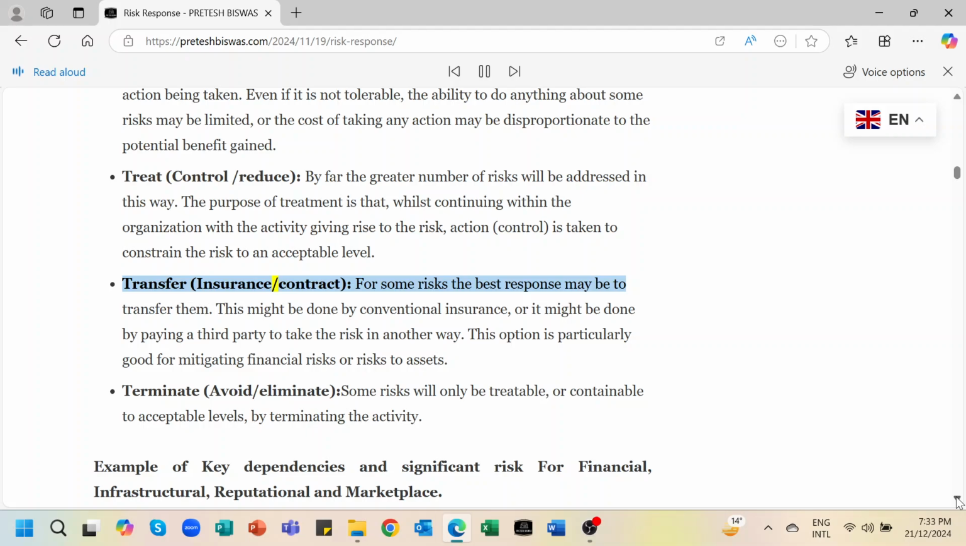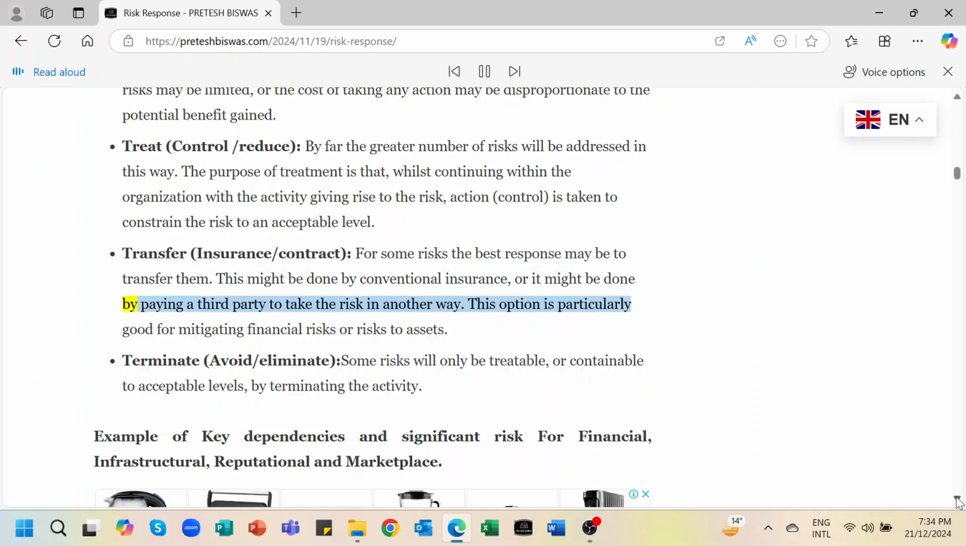Transfer, insurance/contract. For some risks, the best response may be to transfer them. This might be done by conventional insurance, or it might be done by paying a third party to take the risk in another way. This option is particularly good for mitigating financial risks or risks to assets. Terminate, avoid/eliminate. Some risks will only be treatable or containable to acceptable levels by terminating the activity.